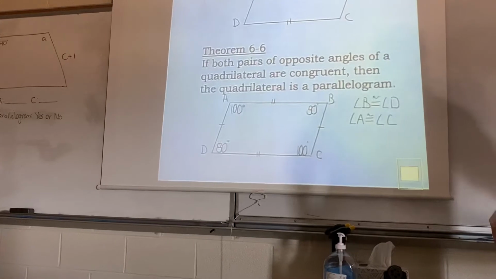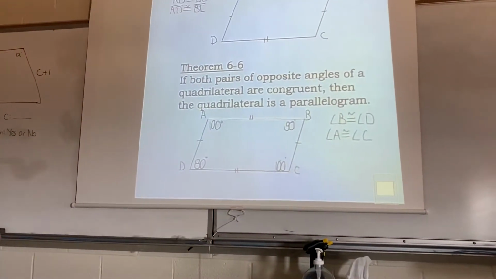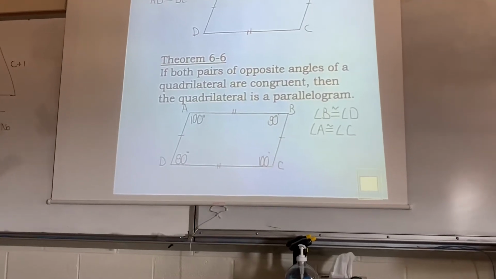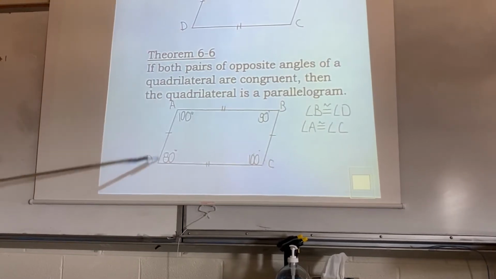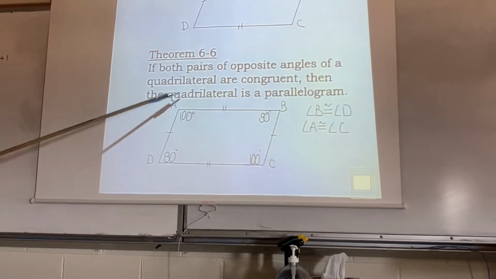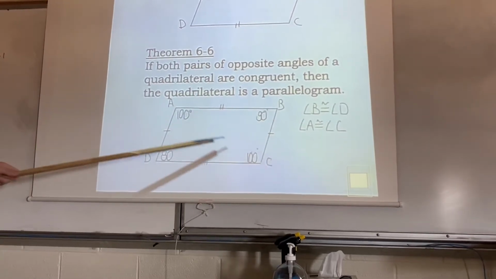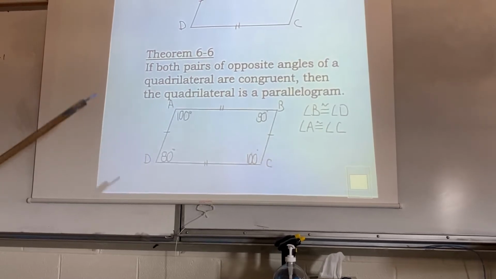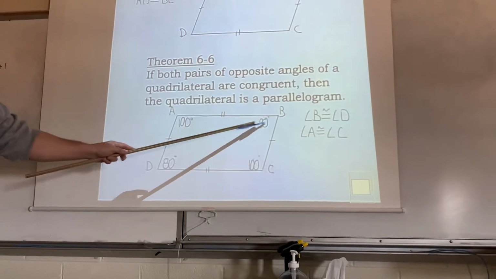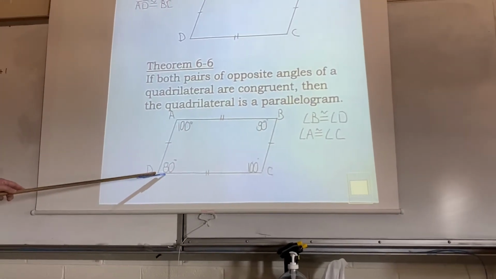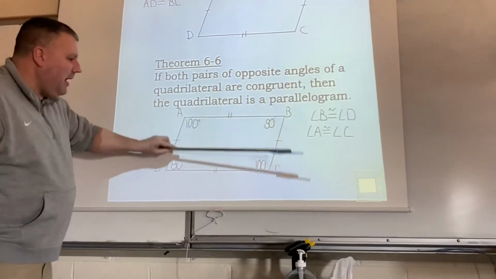Theorem 6.6 states if both pairs of opposite angles of a quadrilateral are congruent, then the quadrilateral is a parallelogram. So both pairs of opposites. AD is not opposite. That's consecutive. AB is consecutive. Opposite angles would be A and C, and B and D. So we have angle B congruent to D. They are both 80 degrees. A is congruent to C. They're both 100 degrees.